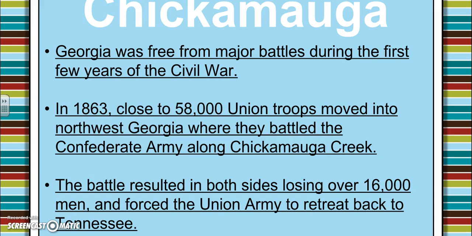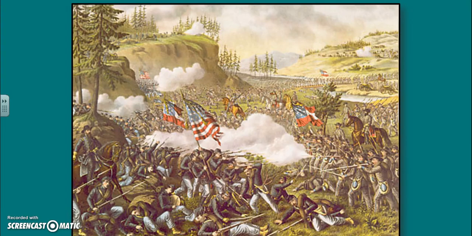Chickamauga, Georgia, was free from major battles during the first few years of the war, but in 1863, close to 58,000 Union troops moved into northwest Georgia, where they battled the Confederate Army. The battle resulted in both sides losing over 16,000 men and forced the Union Army to retreat back to Tennessee. So it was actually a victory for the Confederacy.